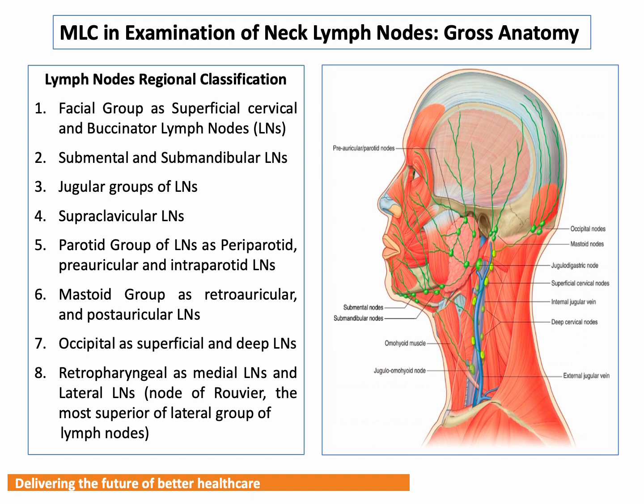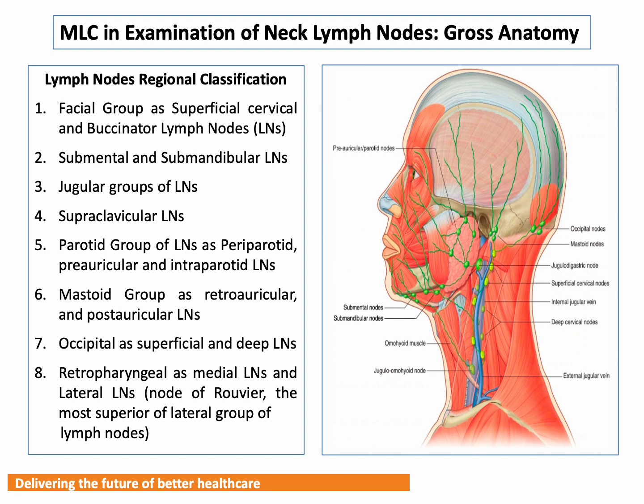So the lymph nodes regional classification include, number 1, the facial group as superficial, cervical, and the buccinator lymph nodes. Number 2, submental and submandibular lymph nodes. Number 3, jugular group of lymph nodes. Number 4, supraclavicular lymph nodes. And number 5, parotid group of lymph nodes as periparotid, preauricular, and intraparotid lymph nodes. Number 6, mastoid group as the retroauricular and the postauricular lymph nodes.